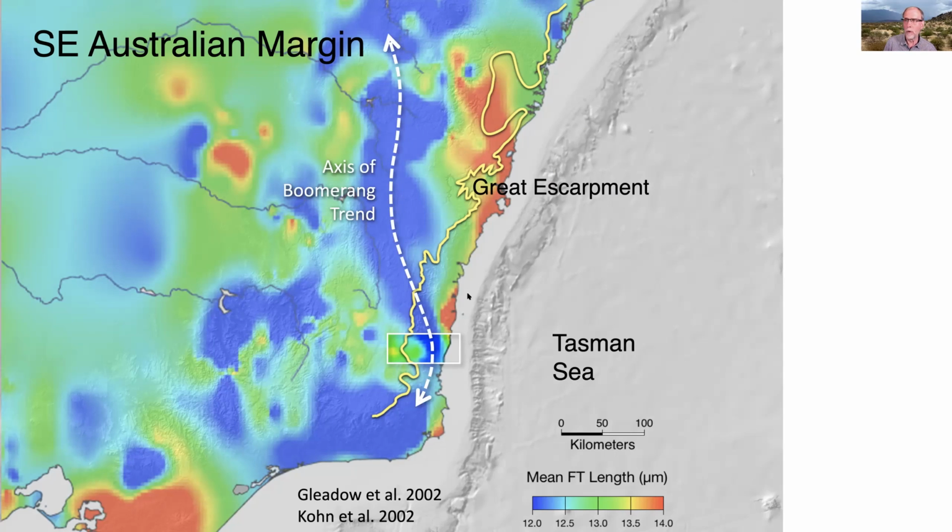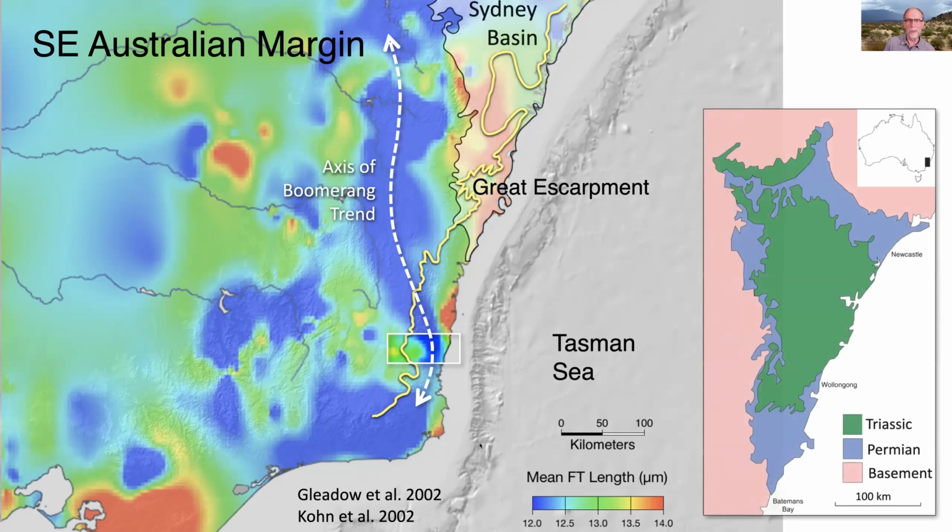And therefore, it is clear that the pattern preserved in the fission track ages actually has nothing to do with the geomorphic expression on that rifted margin, which therefore must be younger. So what does it mean?